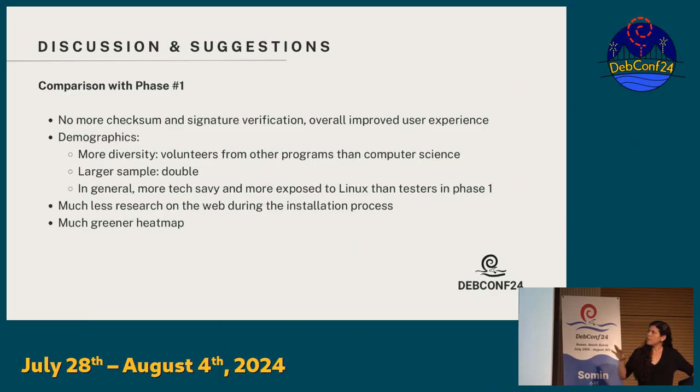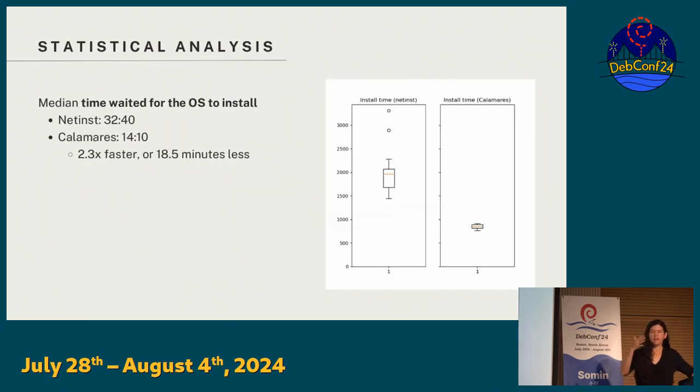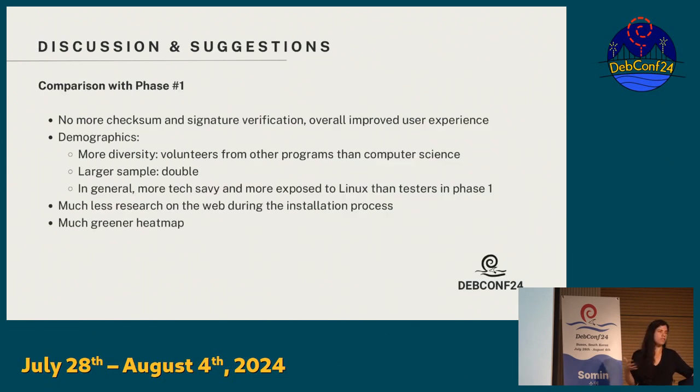So I finished showing data on the results, and now I'll talk about those results and some discussion. In comparison with phase 1, this time we had no more checksums and signature verification, and this improved the experience. We saw users less frustrated than in the first phase.